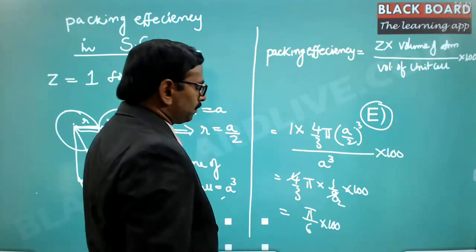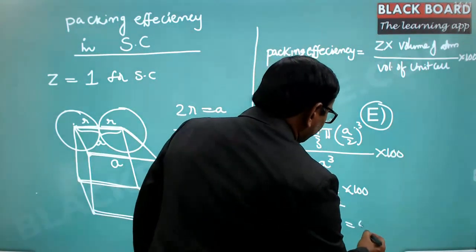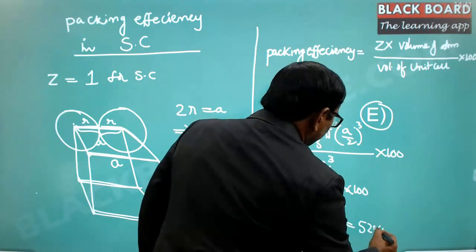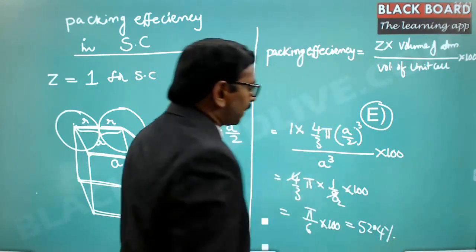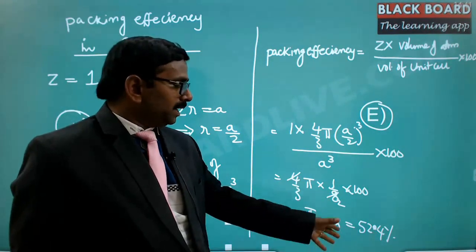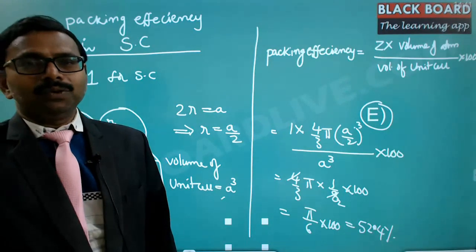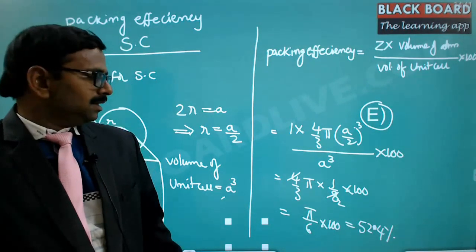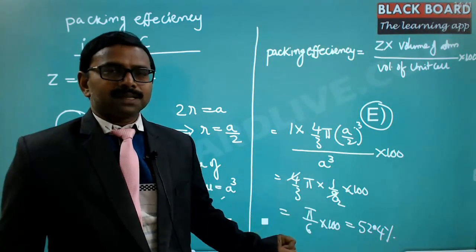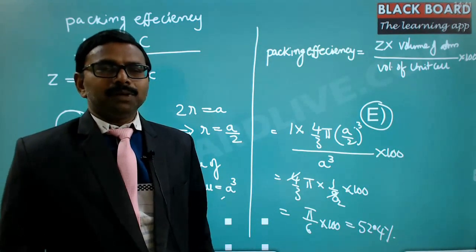When solving by substituting pi as 22 by 7, you get the answer 52.4%. This is the packing efficiency of simple cube. The remaining percentage is the empty space. That empty space is called void space. The rest of the percentage is called void space in the simple cube unit cell.